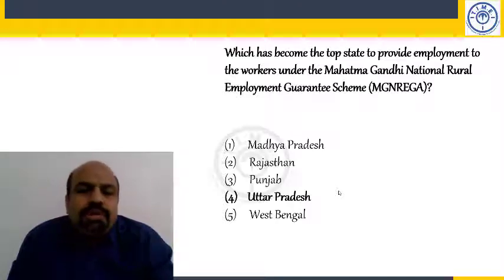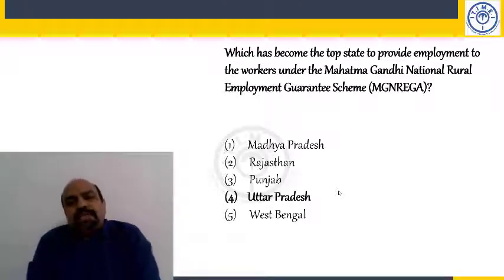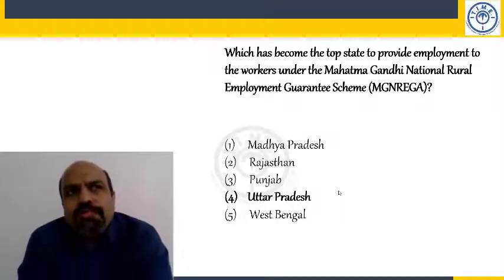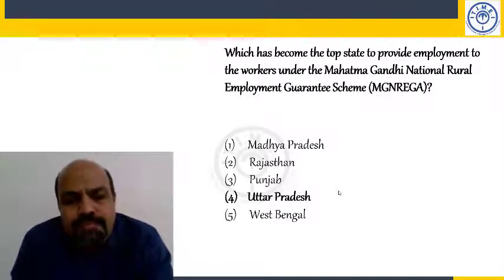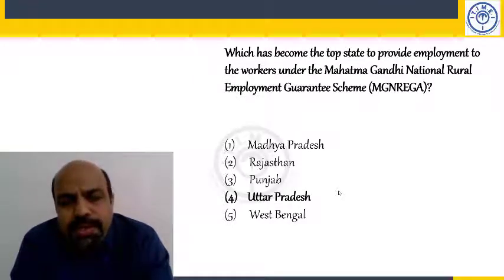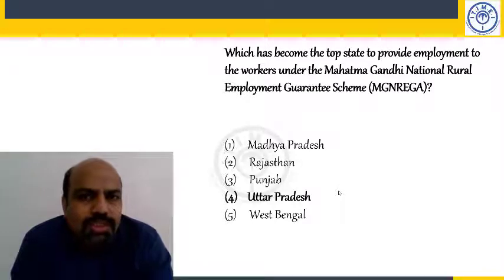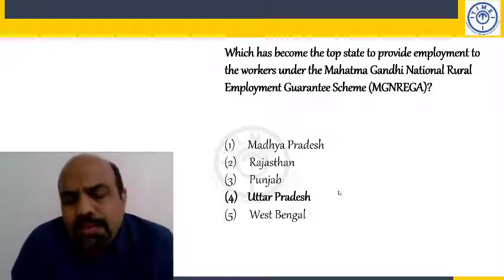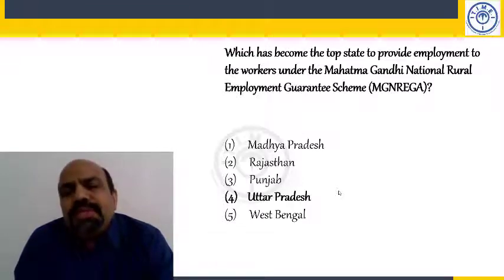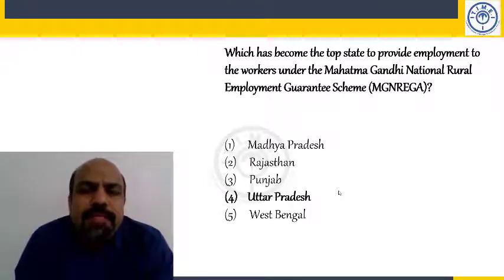Uttar Pradesh is India's fourth biggest state by area, 2.4 lakh square kilometers. Rajasthan is India's largest state by area, 3.42 lakh square kilometers. Madhya Pradesh is India's second largest by area, 3.08 lakh square kilometers.